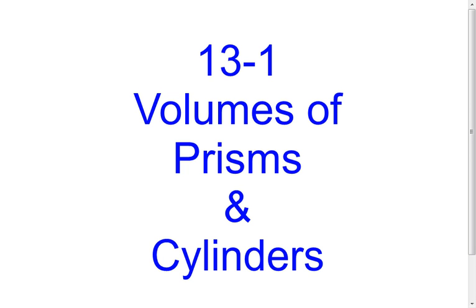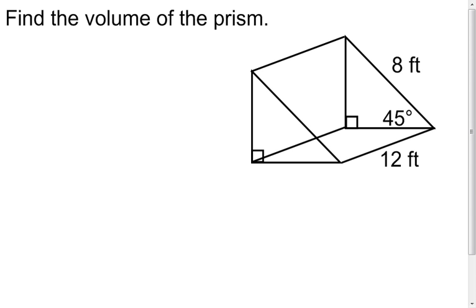Here I'm going to look at 4 examples dealing with volumes of prisms and of cylinders. In this first one, notice we have a triangular prism. Now it's important to identify what type of prism it is because that's going to tell you what the base is. Because remember, our formula to calculate the volume of a prism is volume equals area of the base times the height. Now remember, that height is the height of the prism.